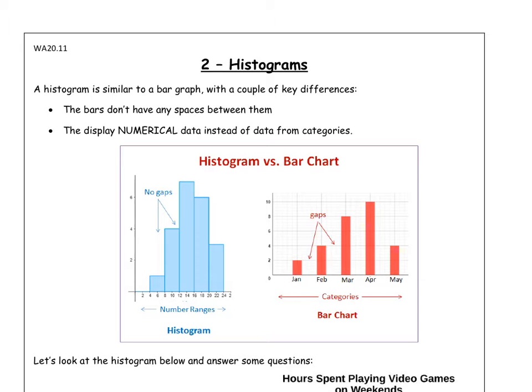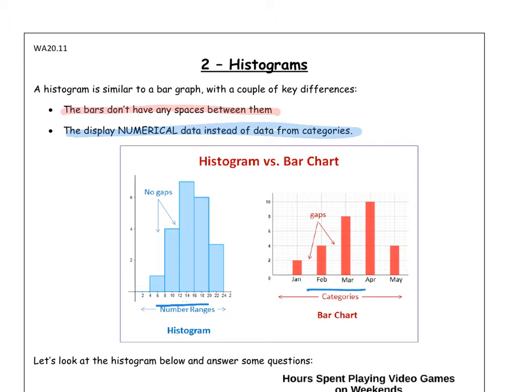So a couple of things. In a histogram, the bars don't have any spaces between them. So if you look at the example down here, in a bar chart, there's a space in between, and in a histogram, they run side by side. And also, histograms display numerical data instead of different categories. Okay, so if you notice down here, these are all numbers, whereas over here, they're categories.